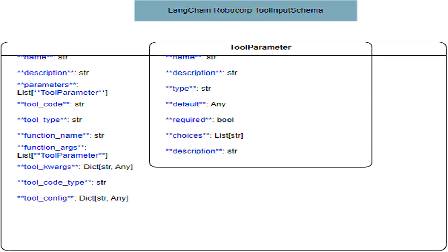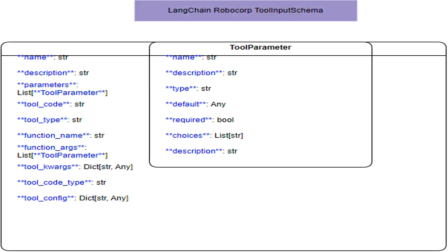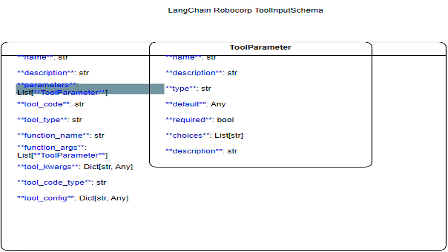Tool input schema. Tool parameter. Contains: tool input schema has a list of tool parameter objects representing its input parameters. Uses: tool input schema uses tool parameter objects to define its input parameters. Input: tool input schema provides parameter definitions to tool parameter objects.